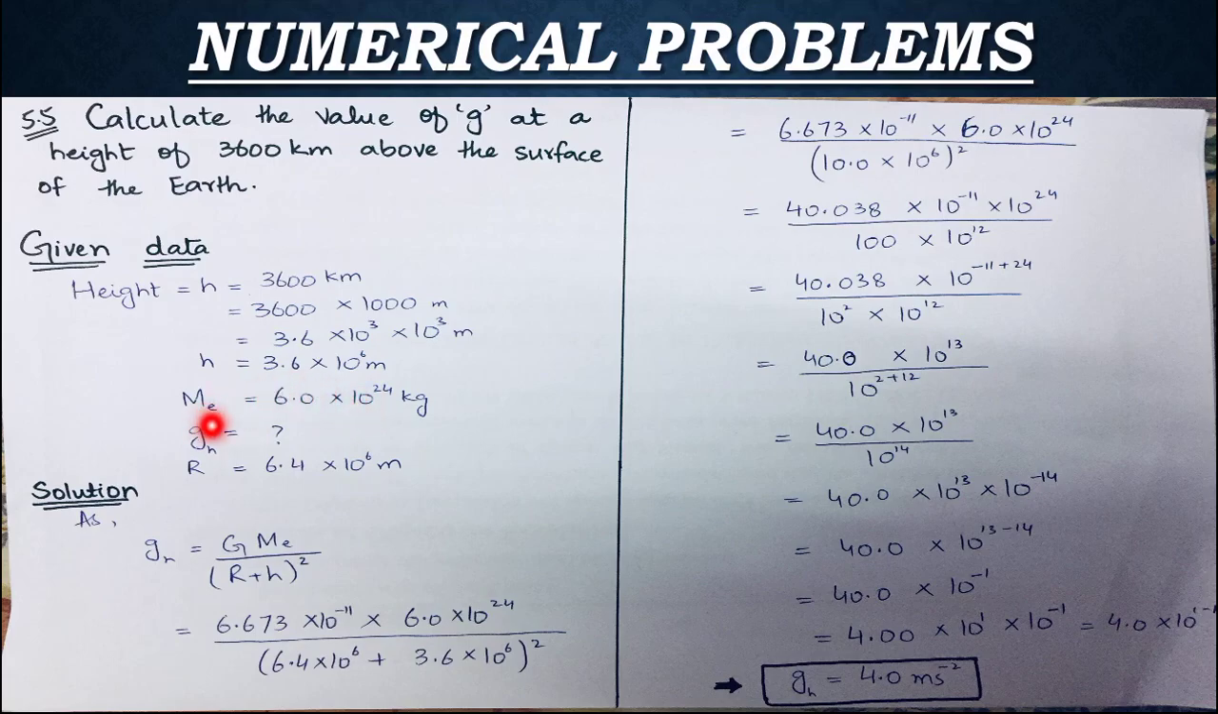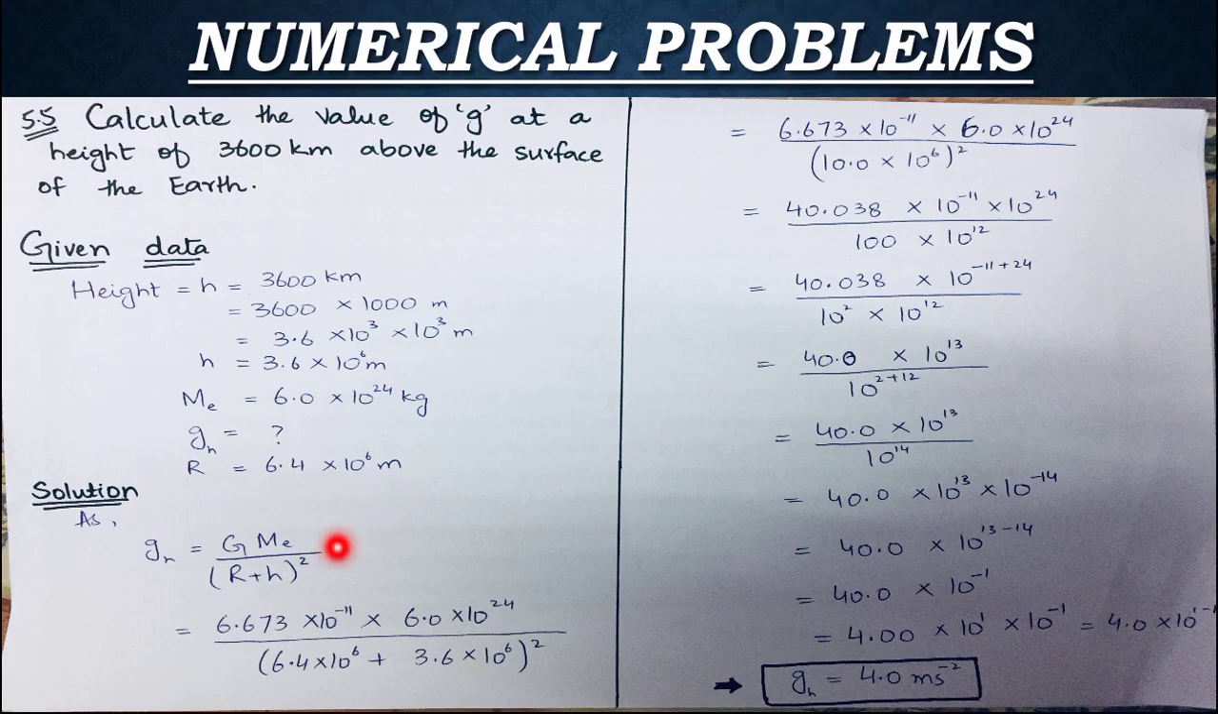As we know, the mass of the Earth is equal to 6.0 multiplied by 10 raised to the power 24 kg. And we have to find out the g at some height. That's why I write h in the subscript. And we know that the radius on the surface of the Earth is 6.4 multiplied by 10 raised to the power 6 meter.